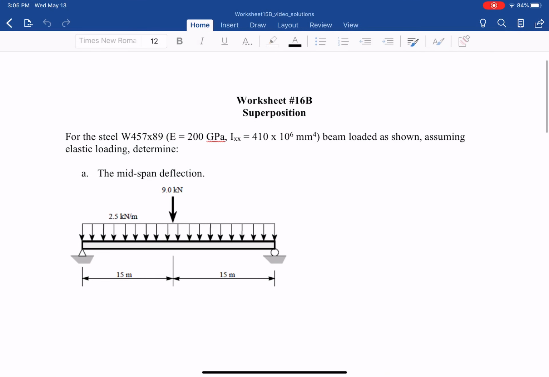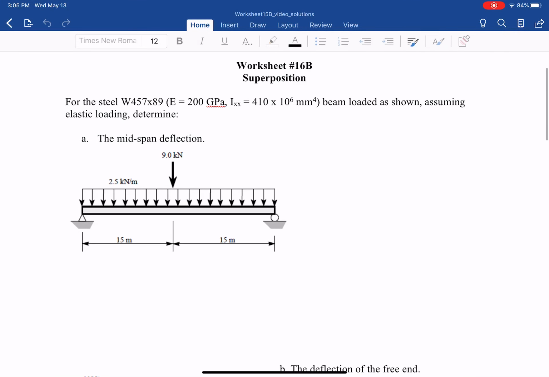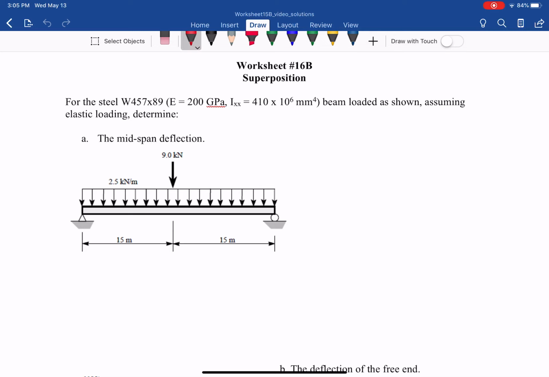They have a midspan deflection. That's the point of interest. For this case, it is this point, midspan. What is the deflection at that point? So we use superposition for A. Let's work for A.